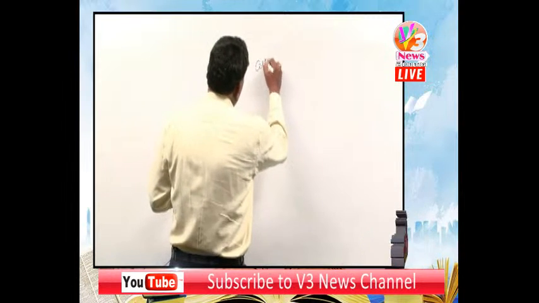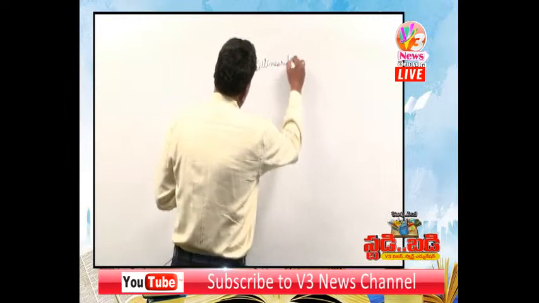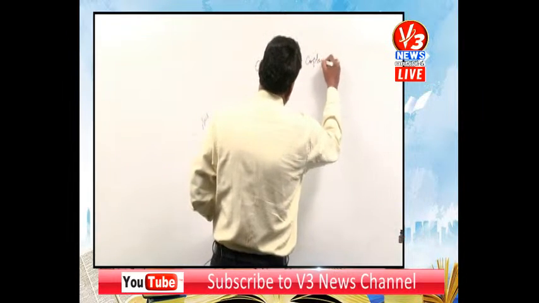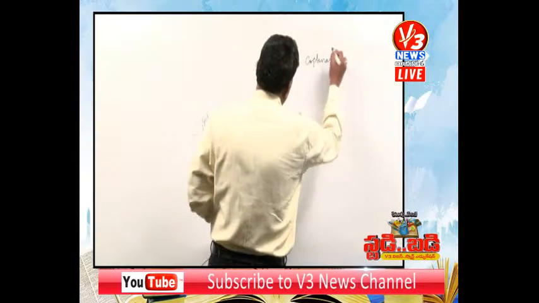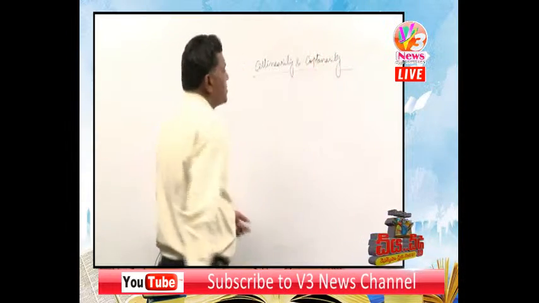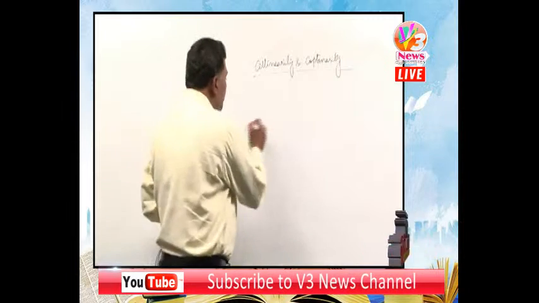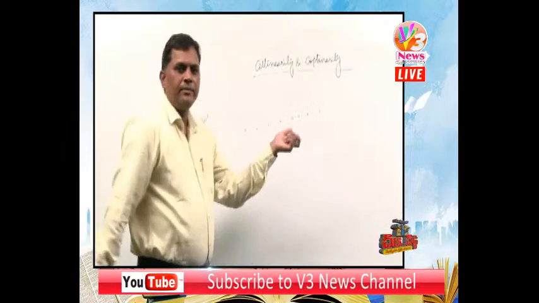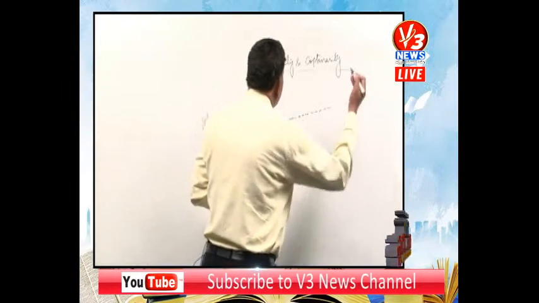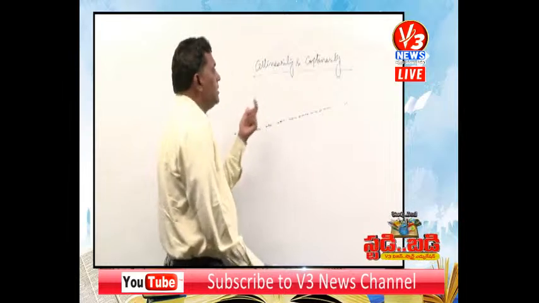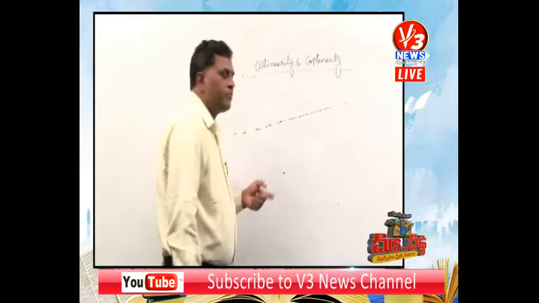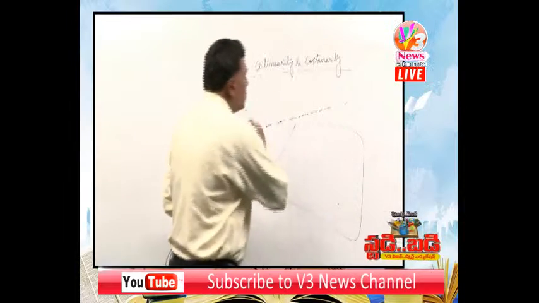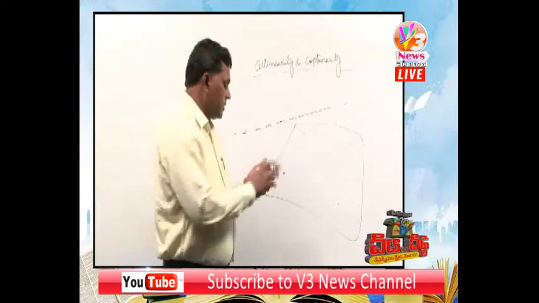This is a very important case. You know collinearity and coplanarity conditions. We know that if 3 or any number of points are lying on a straight line, then we can take them as collinear. And if 3 or more points are lying in a plane, we can take them as coplanar.